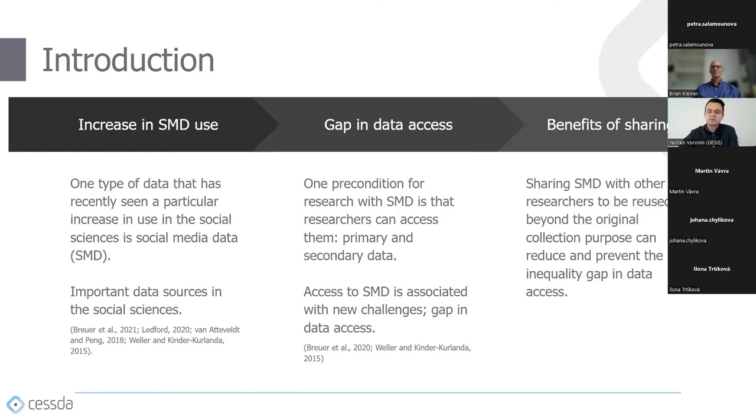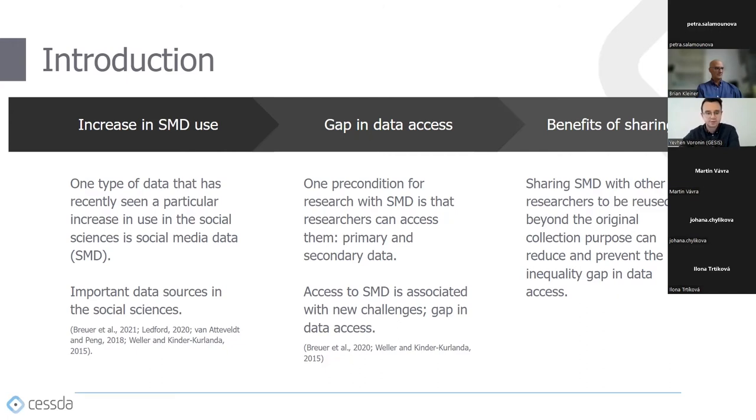And sharing social media data with other researchers, to be reused beyond the original purpose of collection, can reduce and prevent the inequality gap in data access. Apart from this, of course, there are many more reasons for sharing social media data, for example, a matter of ethics, compliance to the community, motives to make research transparent, reproducible, replicable, etc.